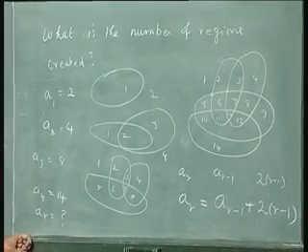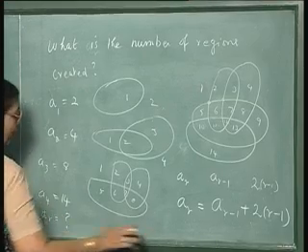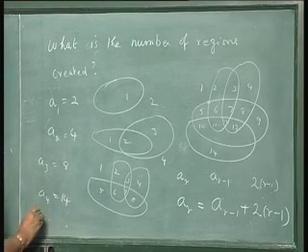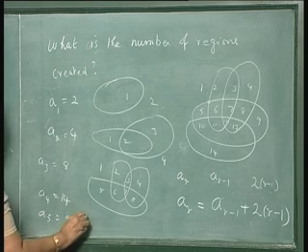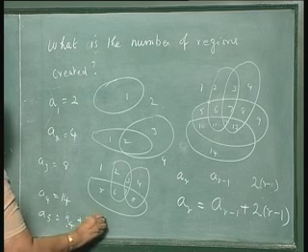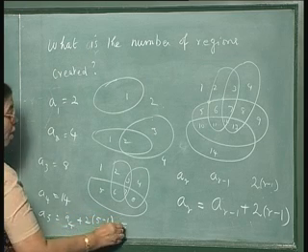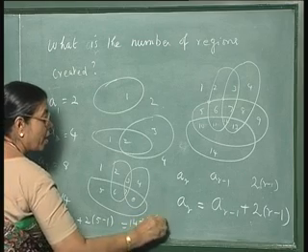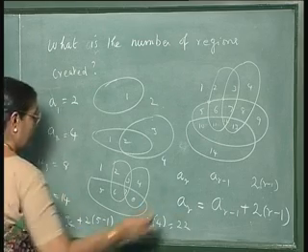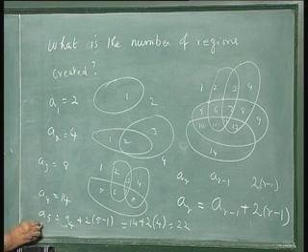With this, we can see what the value of A5 will be. A5 will be A4 plus 2 into 5 minus 1, that is 14 plus 2 into 4, equal to 22. And similarly, you can calculate that A6 is 32 and so on.